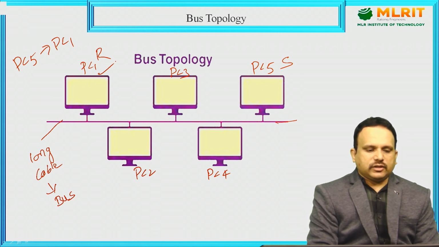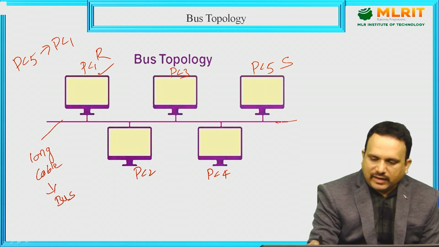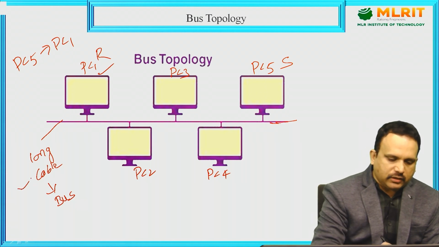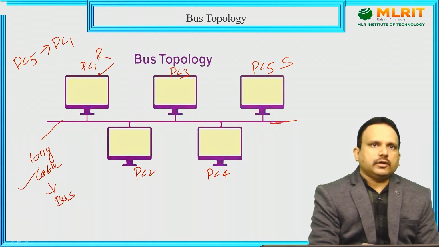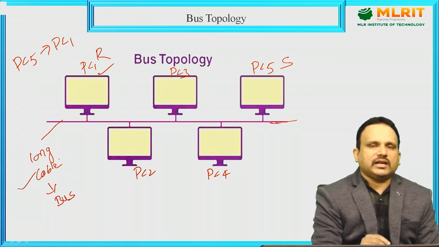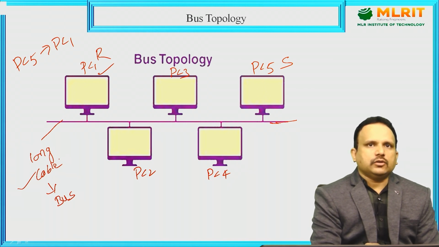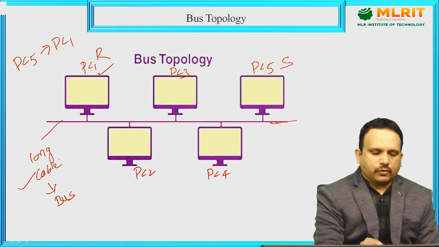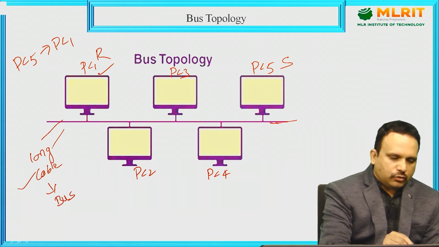What is the disadvantage here? The entire transmission takes place with the help of this long cable. If this long cable fails, the entire communication will fail. The entire communication depends upon this particular long cable.